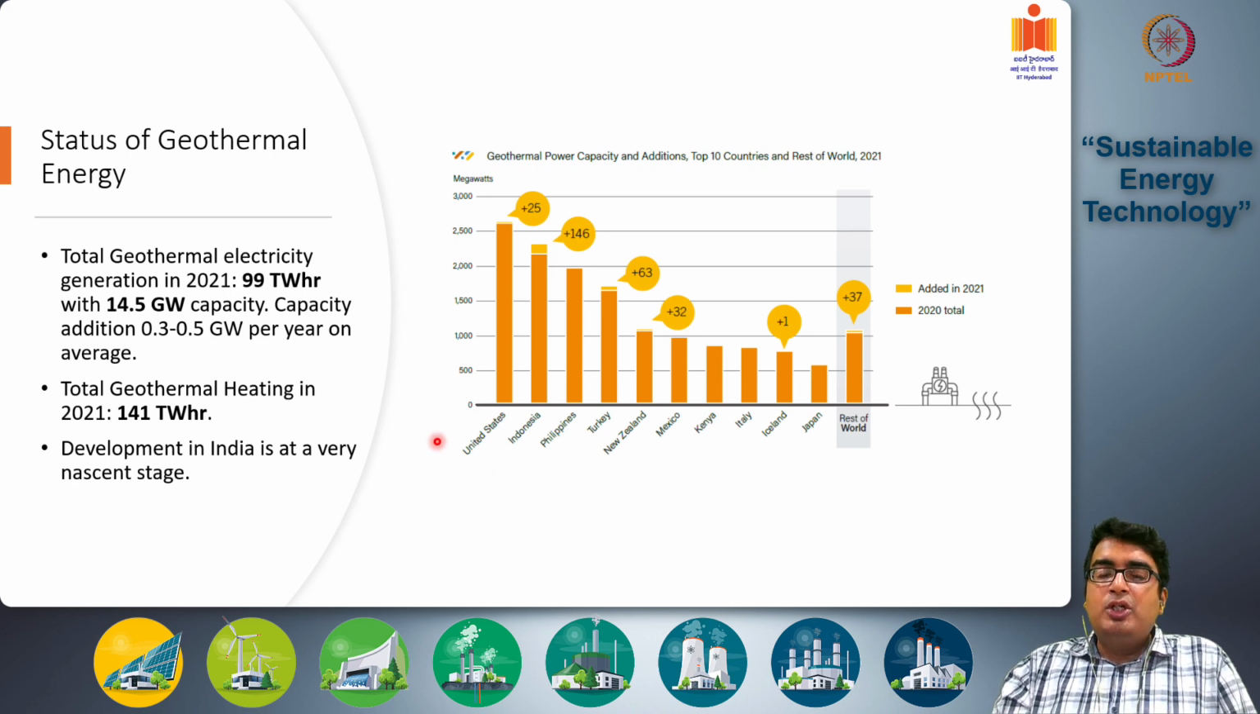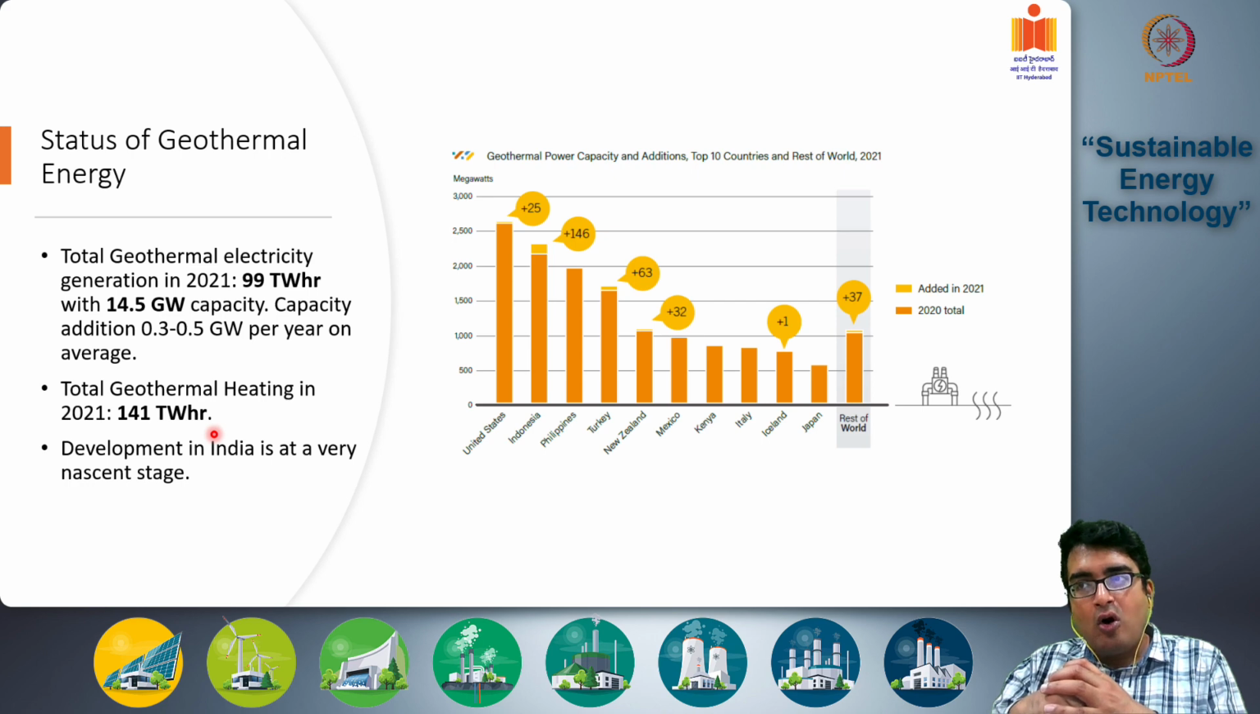The total geothermal heating is around 141 terawatt hours in 2021. This includes industrial heating, commercial heating, domestic hot water supplies, etc. So geothermal is one of the few renewable energy technologies which can be used both for electricity generation and heating applications. And we will see that the type of geothermal resource that is available determines to a large extent whether it will be used for electricity generation or heating applications.